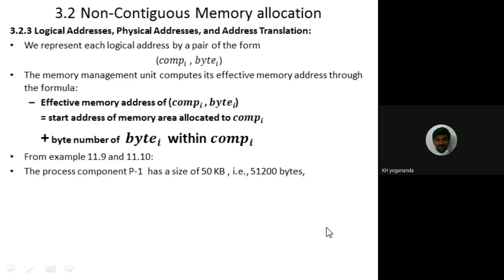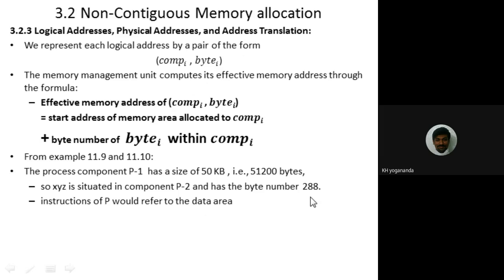In the previous example, the process component P1 has a size of 50 KB and its starting address is 512. 50 KB means 51200 bytes. XYZ was situated in P2 and it has the byte number 288. This is how we got it: subtracting 51200 from 51488, we got 288, which is the byte number within P2. The instructions of process P would refer to the data area, and XYZ would refer to the logical address (P2, 288).